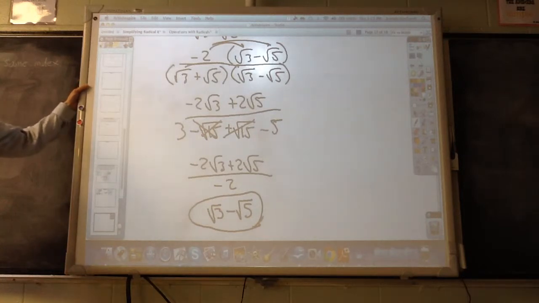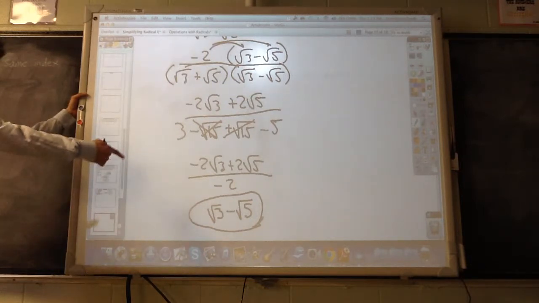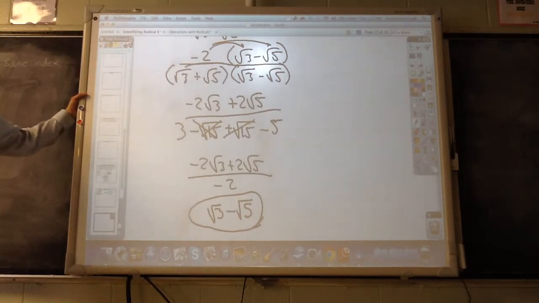On any of these problems with simplifying radicals, you can always check it relatively easily in the calculator. You can punch the original problem in the calculator, and you can punch that in the calculator, and it should give you the same thing. And if it does, you're right. And if it doesn't, you're wrong.